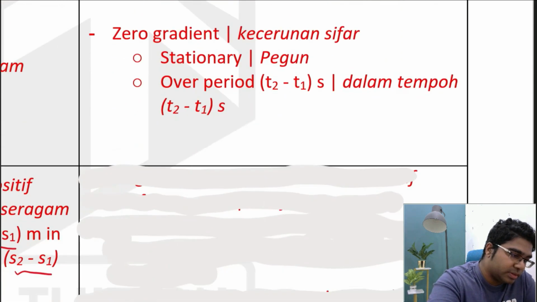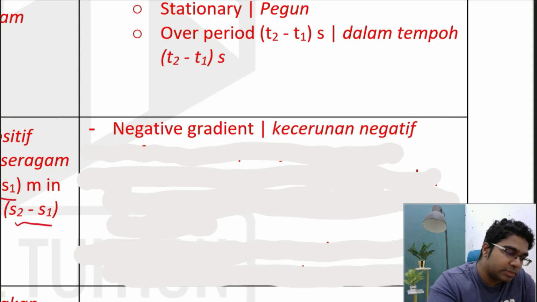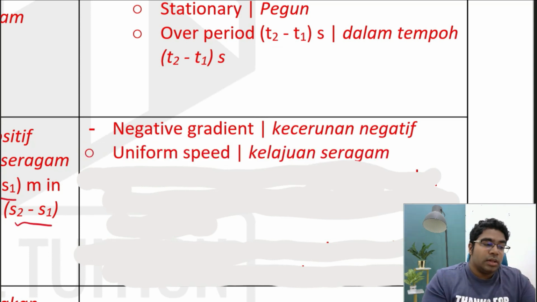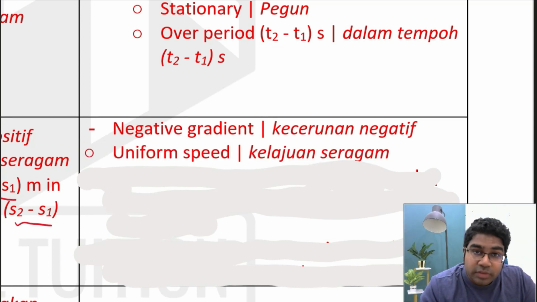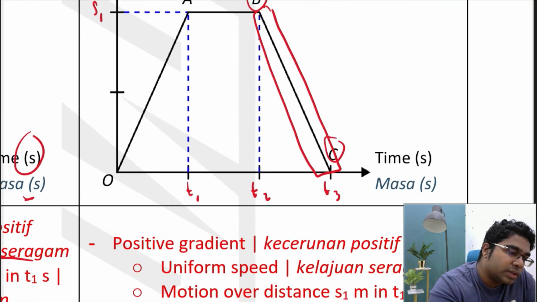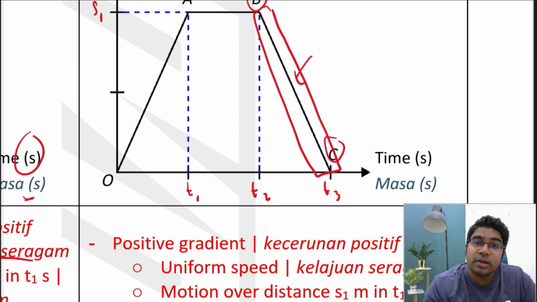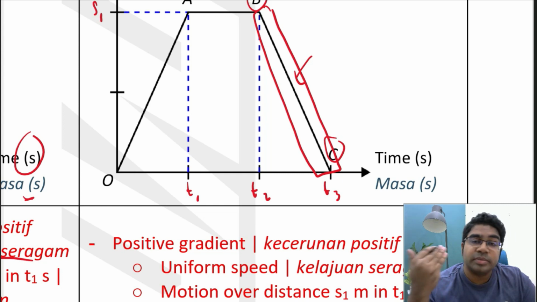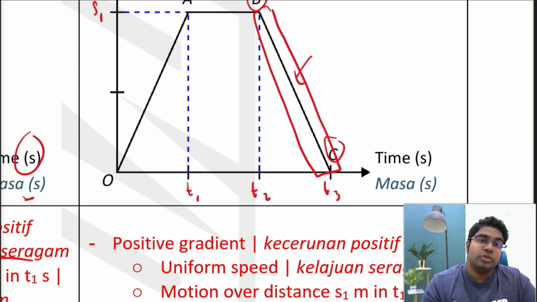Okay, so let's see one by one. Kita tengok satu persatu. Kecerunan negatif maksudnya kelajuan seragam juga. It is still uniform speed, isn't it? Because kecerunan dia tak berubah. The gradient didn't change. Kalau gradient tak berubah dan gradient mewakili laju ataupun kelajuan, maka kelajuan adalah seragam. If the gradient didn't change, gradient represents speed. That means the speed is constant. Uniform speed. So, dia balik dari B ke C.